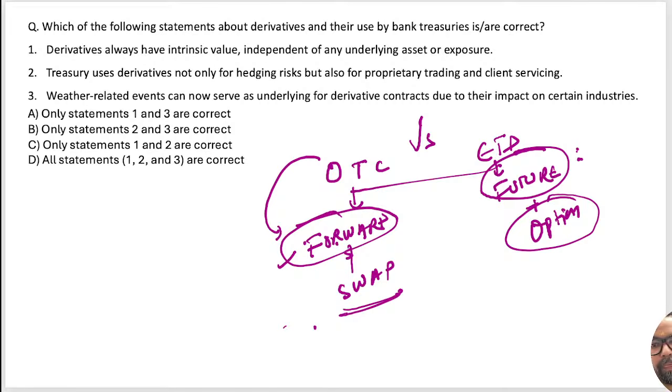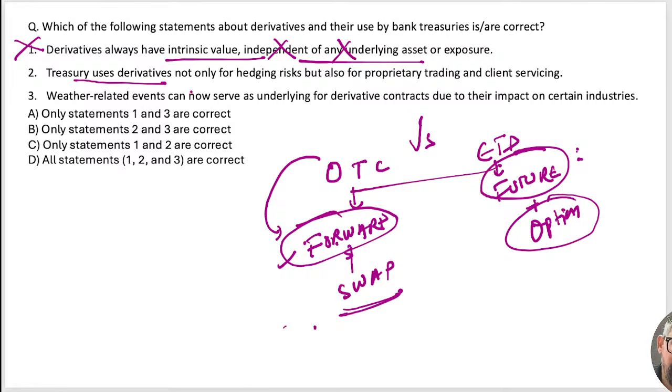So now, first question: derivative always has intrinsic value independent of an underlying asset and the exposure. Wrong, okay. Intrinsic value becomes zero on expiry. They are dependent on the underlying asset, their value is derived from and depends upon the underlying asset.